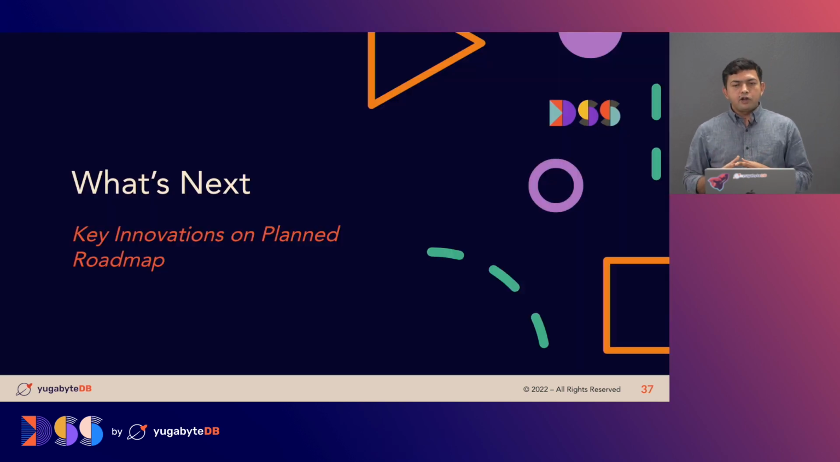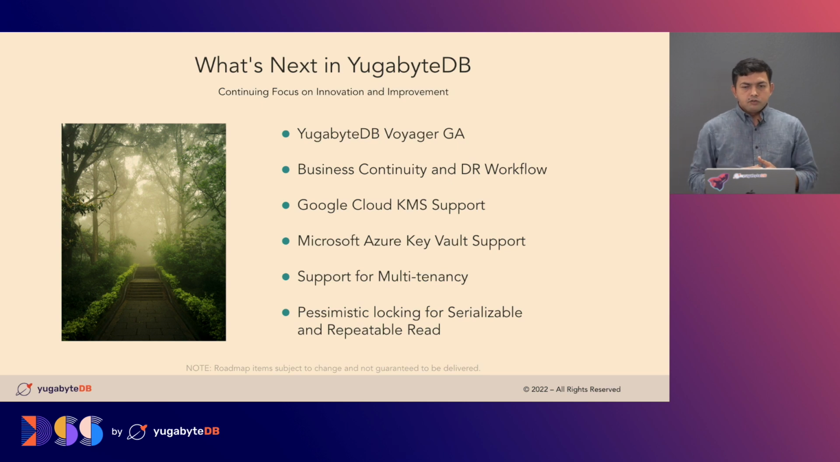We'll continue to add product innovations, and here is the list of some of the enhancements we have been working on. The first one is Voyager. Voyager beta is going through very good adoption, and it will be released as a GA product. Number two, with business continuity and DR, you can design and handle unplanned outages at the application or architectural level with a clear set of SLAs, automations, and runbooks. In addition to the existing AWS KMS and HashiCorp Vault support, you will be able to manage your encryption keys using Google Cloud KMS as well as Azure Key Vault.